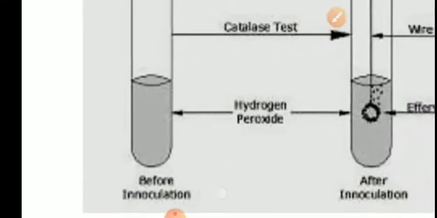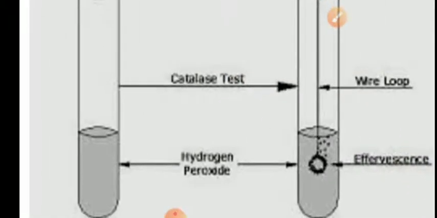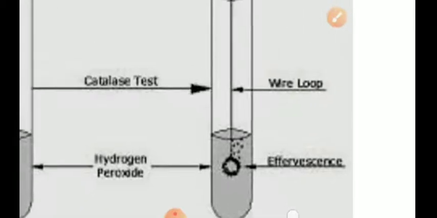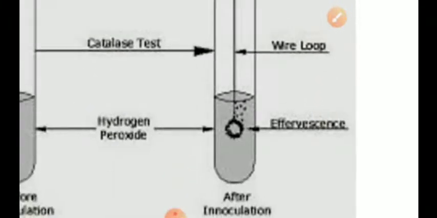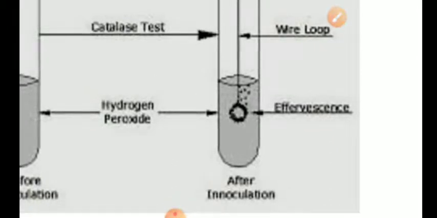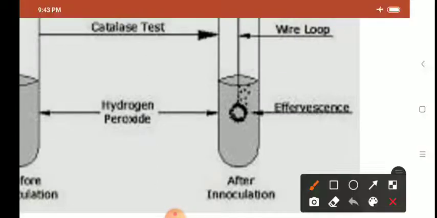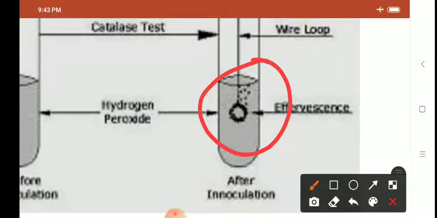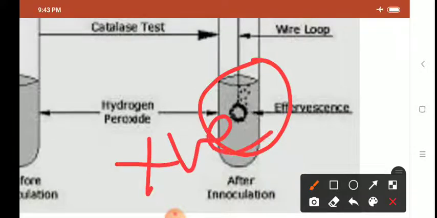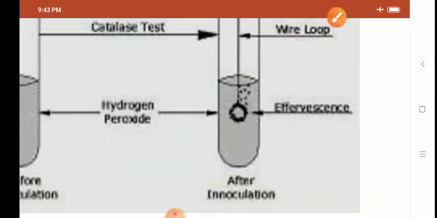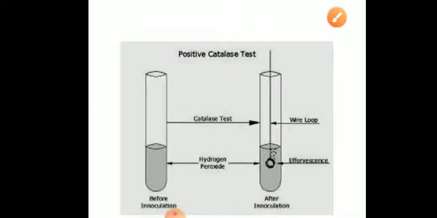Or else, what you can do is take 2 to 3 ml of 3% H2O2 in a test tube, and take a nichrome wire loop with the culture and dip it in the 3% H2O2 solution, and you can see effervescence or evolution of gas bubbles. As you can see in this diagram, there is evolution of gas bubbles. It indicates that the organism is catalase positive, or it produces the enzyme catalase. So it's a very simple test by which we can determine whether an organism is catalase producing or not. That is all about catalase production by microorganisms.